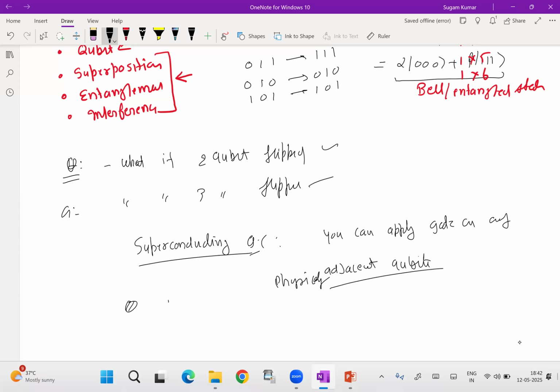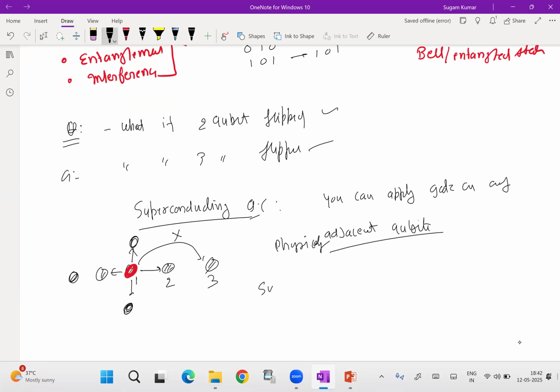So one qubit here, another qubit here. If there is one here and one here, let us say this is your center one, like this. Then you can only apply the gate on these 4. You can't make a gate between these 2. And if you want to apply a gate between 1 and 3, what you need to do? Swap gate. You have to apply a swap gate.